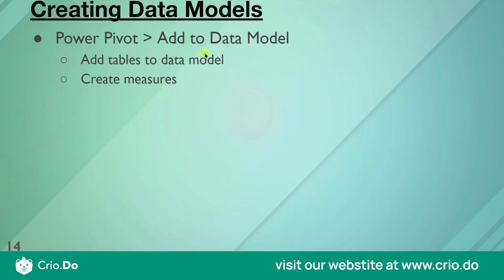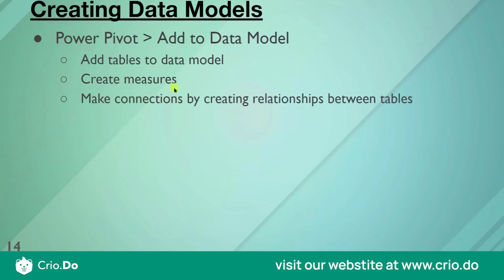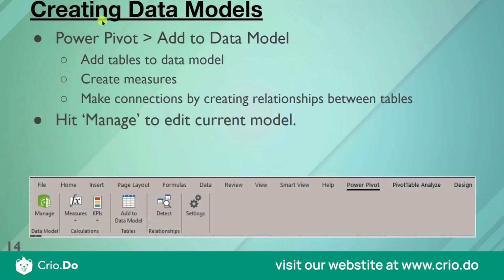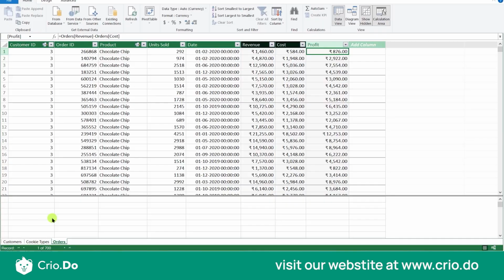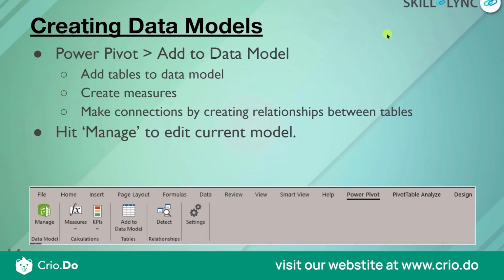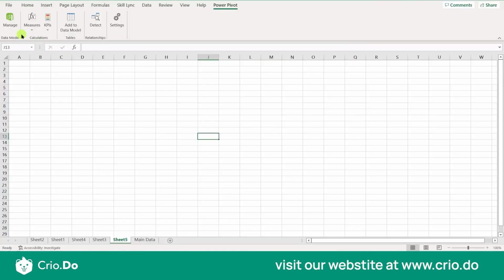In Power Pivot, add to data model, we can add tables to the data model, create measures, and make connections by creating relationships between tables. We already covered Manage, where once we click on Manage, we get the information here. Let me minimize this and open my financial sample again. So this was the Manage we already covered.